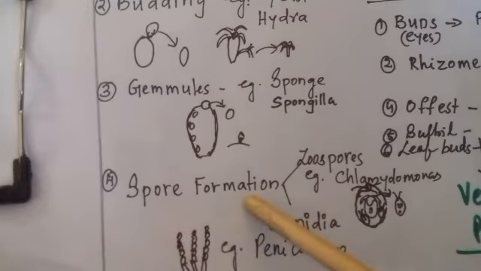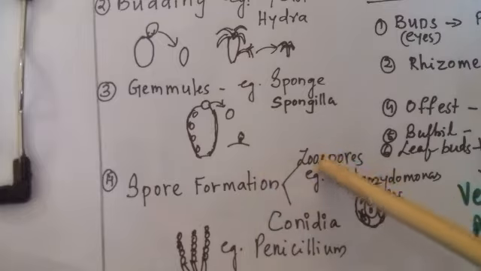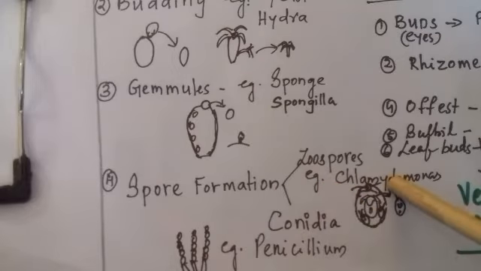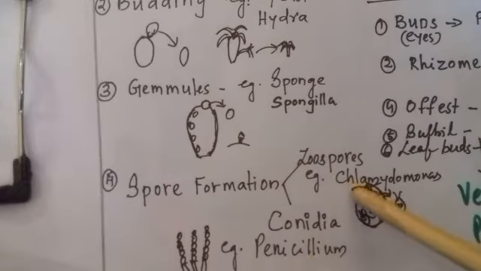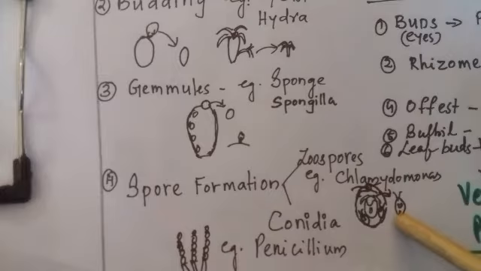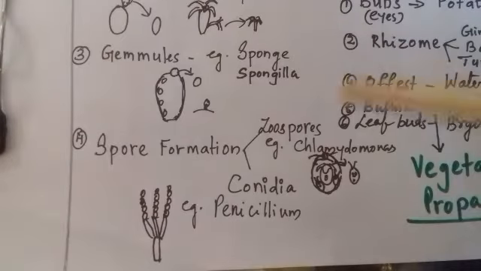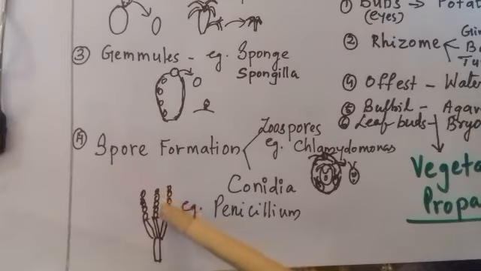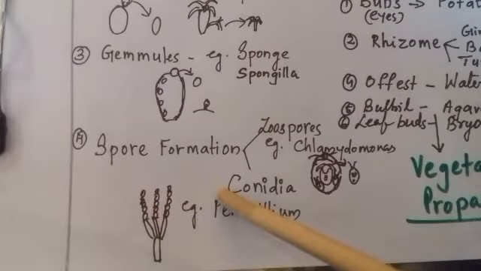The next method is spore formation. Spore formation is of two types, namely zoospore formation, which we can see in algae, for example Chlamydomonas, and conidia, for example Penicillium. In algae the spores are produced. Inside Chlamydomonas a number of spores, known as zoospores, are produced, and they are released out and each one develops into a new individual. In Penicillium, conidia are produced in the form of a chain. These are the spores, and they get detached and develop into a new fungal plant.